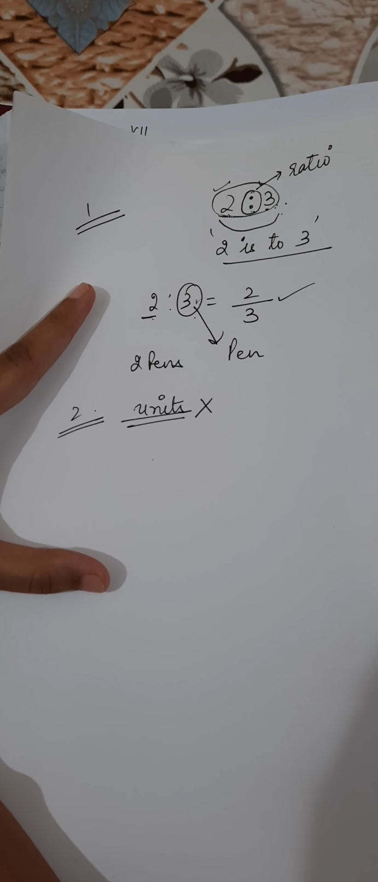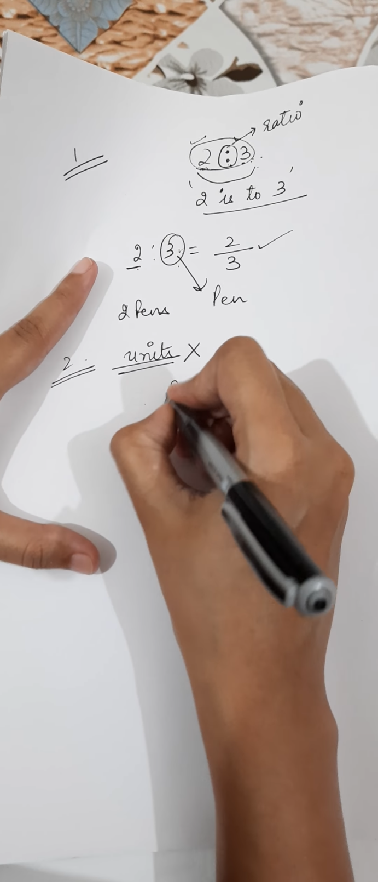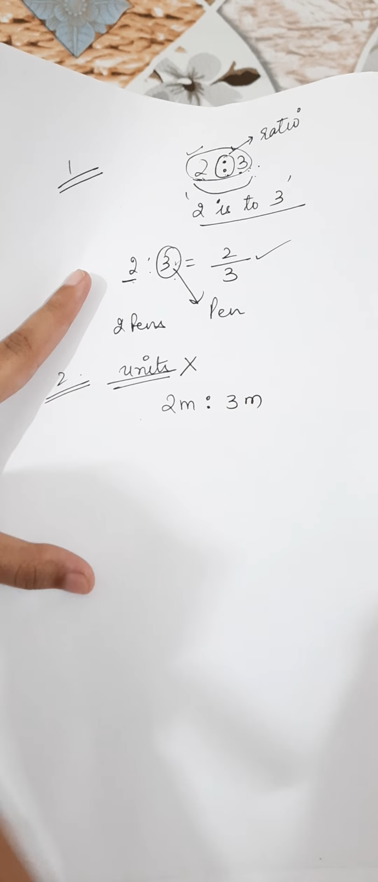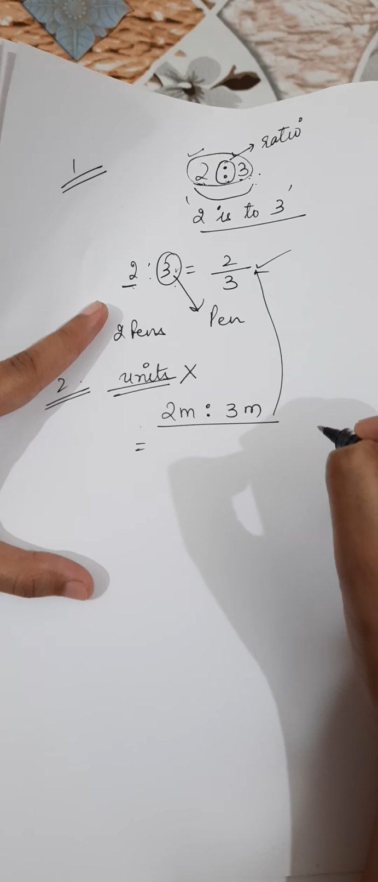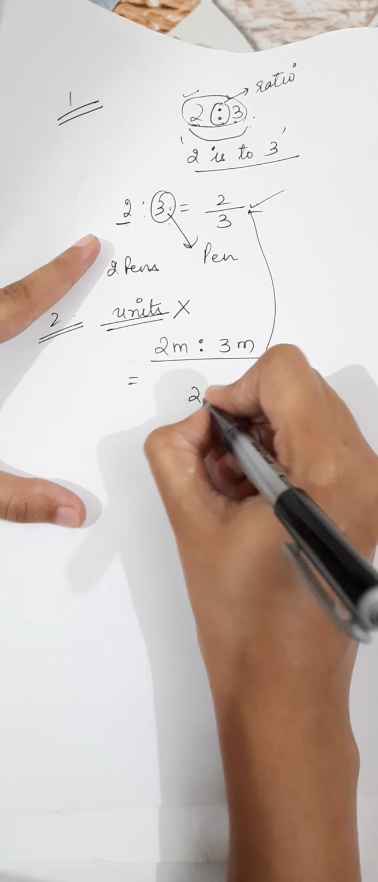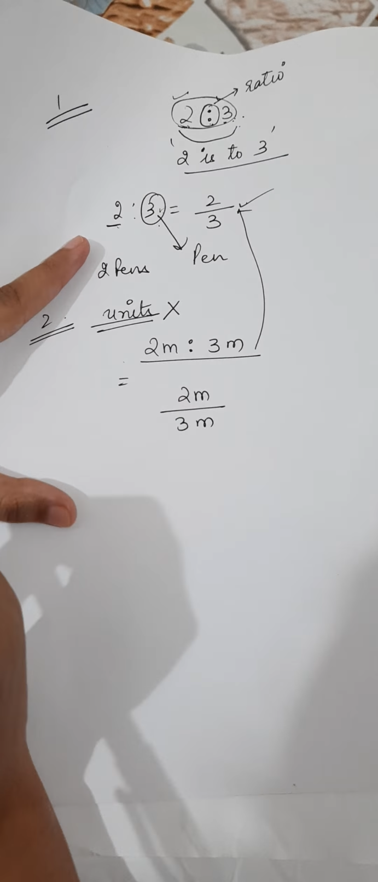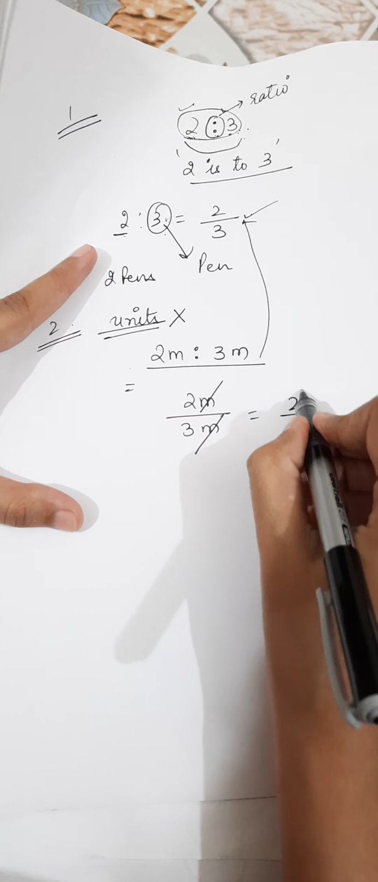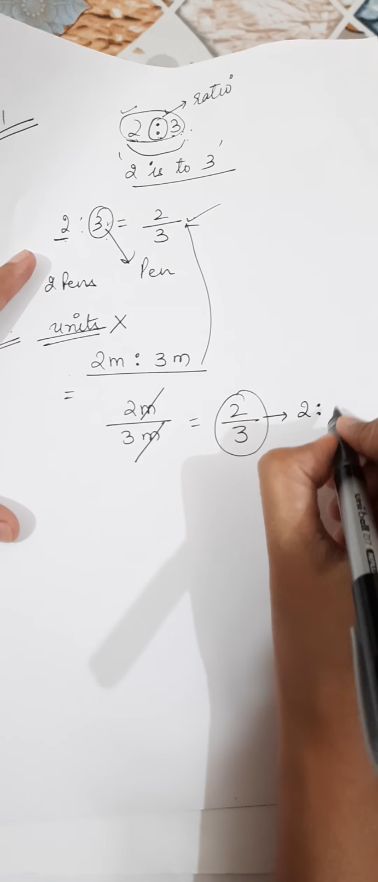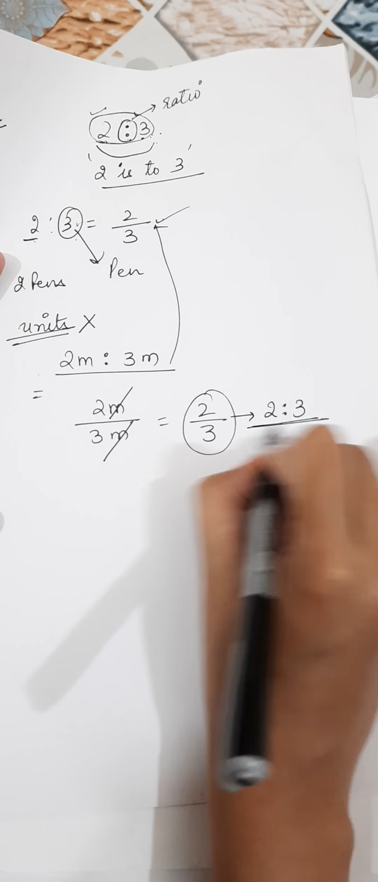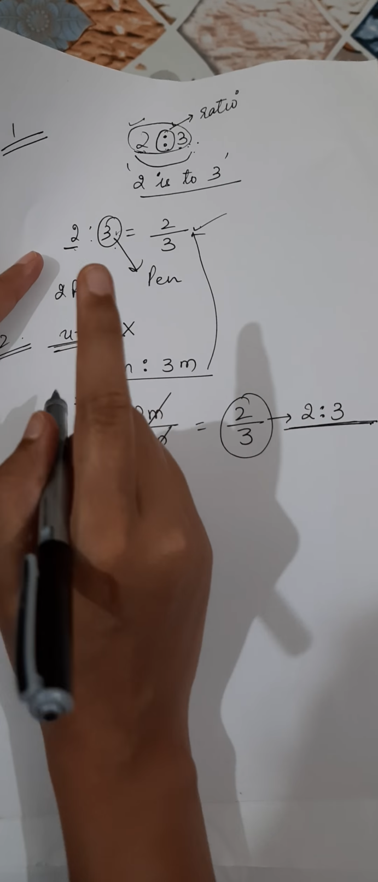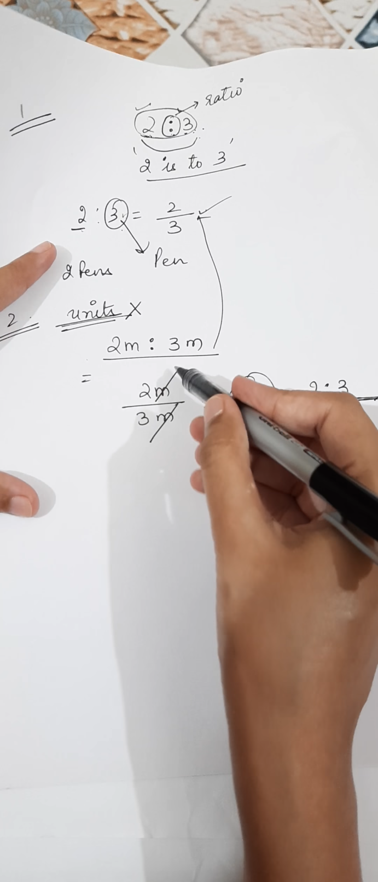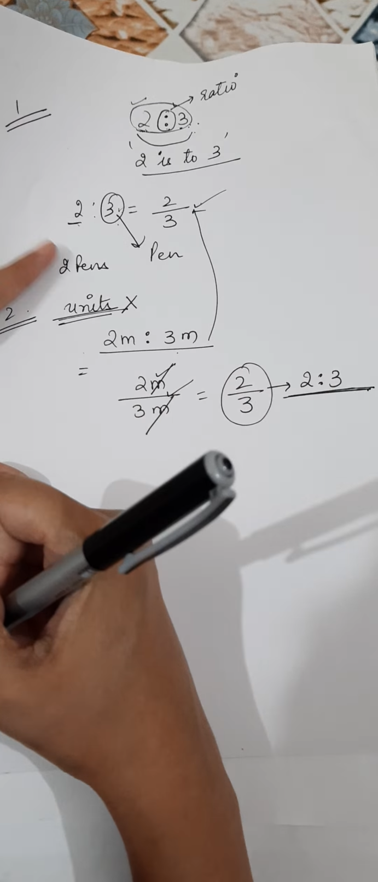Now why it does not have a unit is because if I take 2 meters is to 3 meters, I can write, as I just told you, that they can be written in the form of division. So I can write 2 meters divided by 3 meters. Now meter and meter cancel. What is left with me? 2/3, and this I can write in ratio form, that is 2:3. Can you see any unit? No. So that means the ratio does not have any unit. But when we find ratios, the units have to be the same.